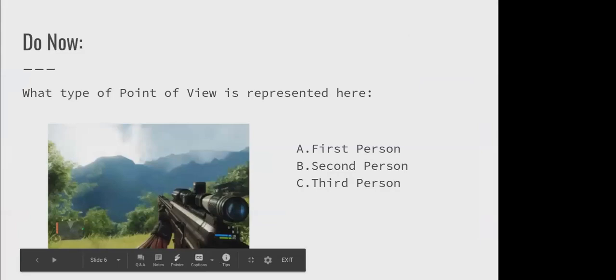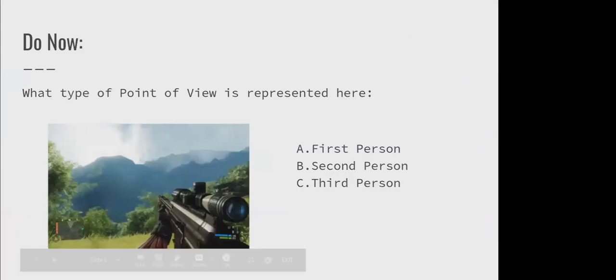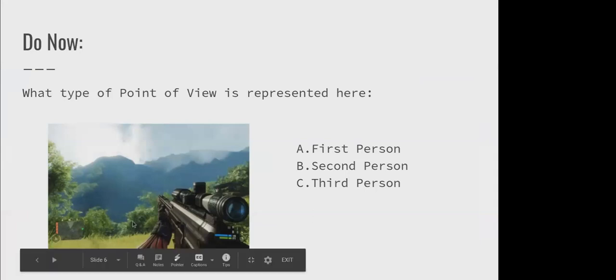So, ladies and gents, we're talking about point of view today. This is our do now. What type of point of view do we have represented here in this picture? I know I have some Call of Duty experts in class this morning, so I should definitely see answers from you. But tell me in the chat, is this first person, second person, or third person?